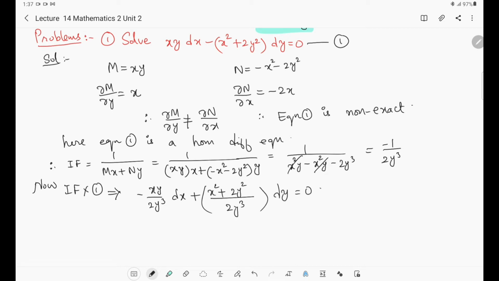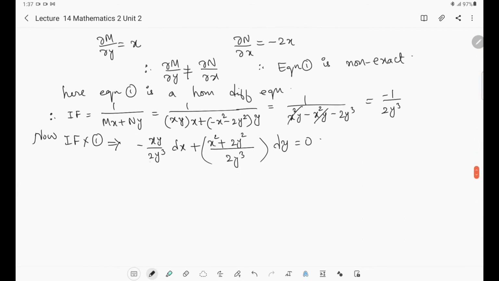Let us simplify a little bit. So what we will get when we simplify this? Minus, here y will get cancelled, minus x by 2y square into dx, plus what we will get here? x square by 2y cube, plus 2 will get cancelled. So 1 by y into dy equal to 0. So we got this equation. Consider this equation as 2.